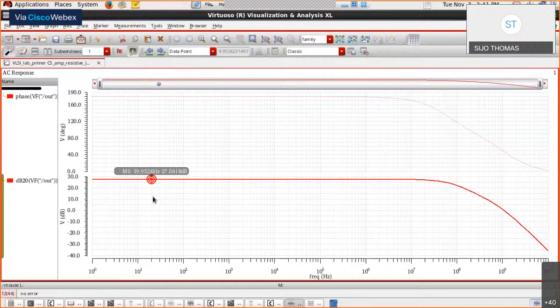means that 28 decibels is 20 log to the base 10 of the numerical gain of the circuit. So the numerical gain of the circuit turns out to be 10 to the power of 28 by 20. That is 1.4. So 10 to the power of 1.4 is how much? 25. 25, sir.